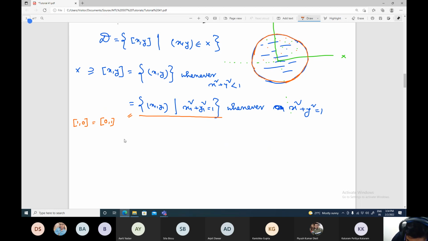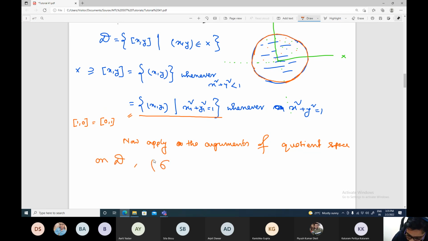Now give the quotient topology. Now apply the arguments of quotient space here, the quotient space on this D, namely the sigma which we have defined.